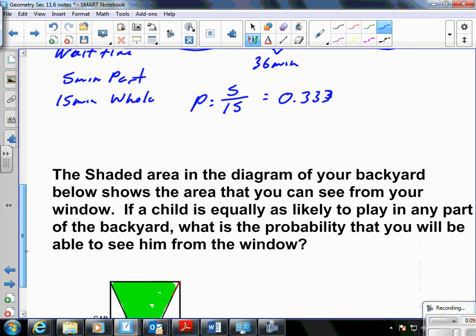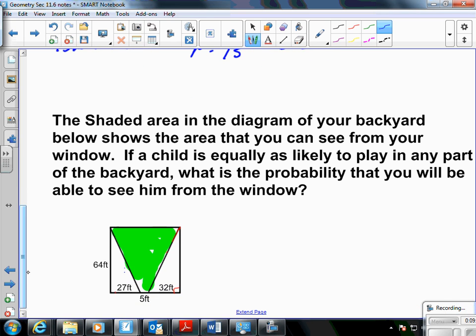All right, so now moving on to the last one. The shaded area in the diagram of your backyard below shows the area that you can see from your window. If a child is equally as likely to play in any part of the backyard, what's the probability that you'll be able to see him from the window? So your window's here in your house. This is looking into your backyard, and from where you're at looking through your window, you can see everything that is in the green section here. So we want to know what the probability is that your kid will actually be playing in this green area and not in one of the other areas that you're unable to look out and see.